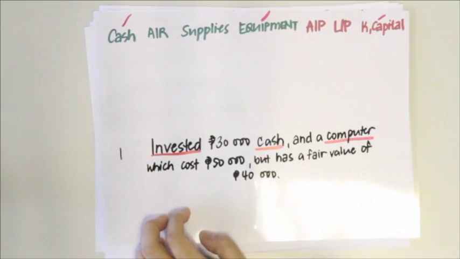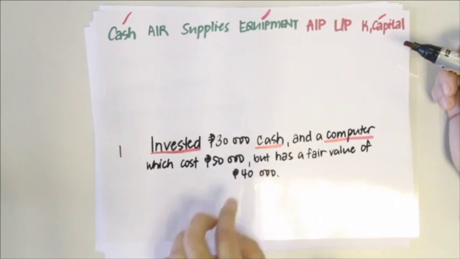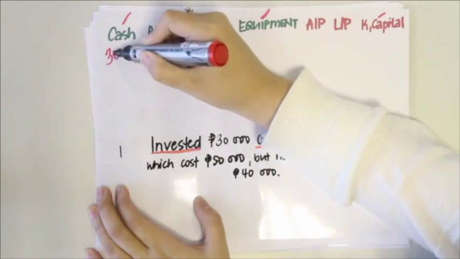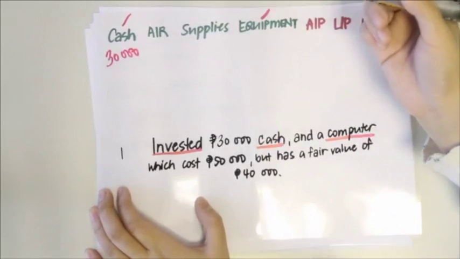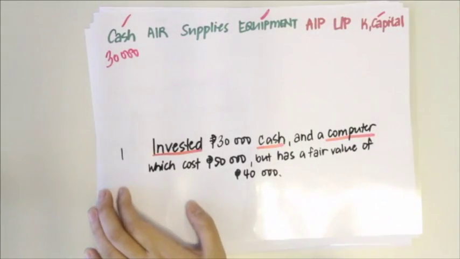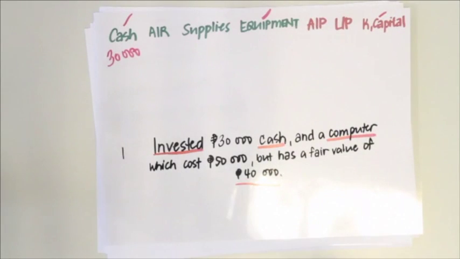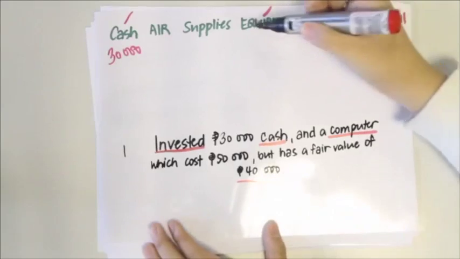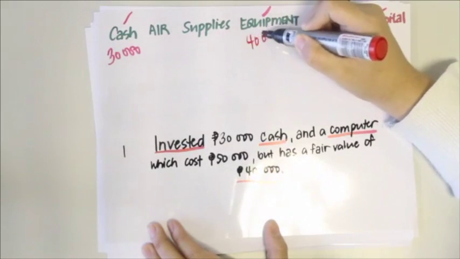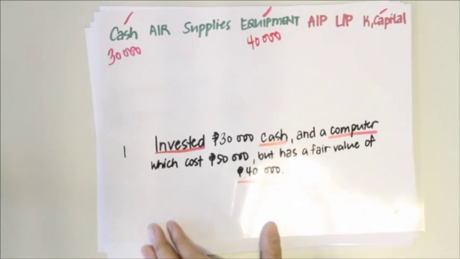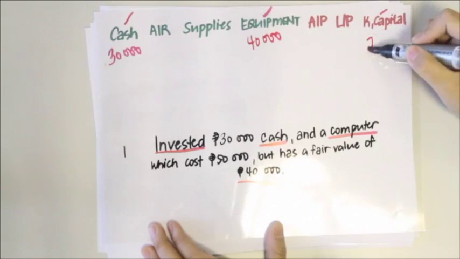So what happens now is you have an increase of 30,000 pesos in cash and an increase of 40,000 pesos in equipment. Remember that you are always supposed to use the fair value of an investment if it's an equipment and not the cost. So here we use 40,000. Therefore, the total increase in your capital would be 70,000.